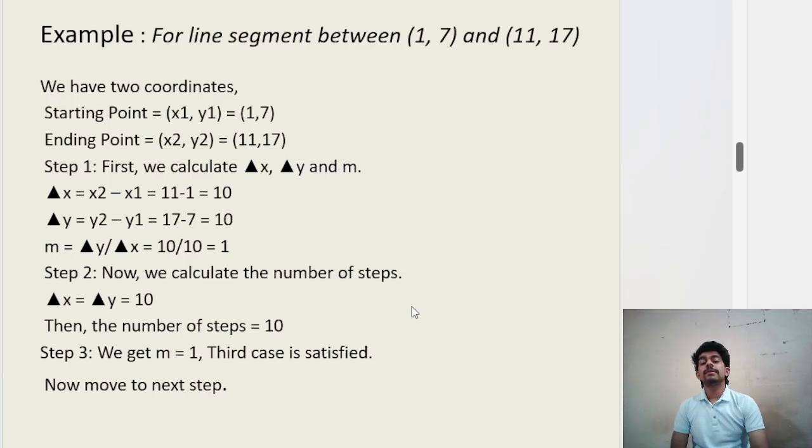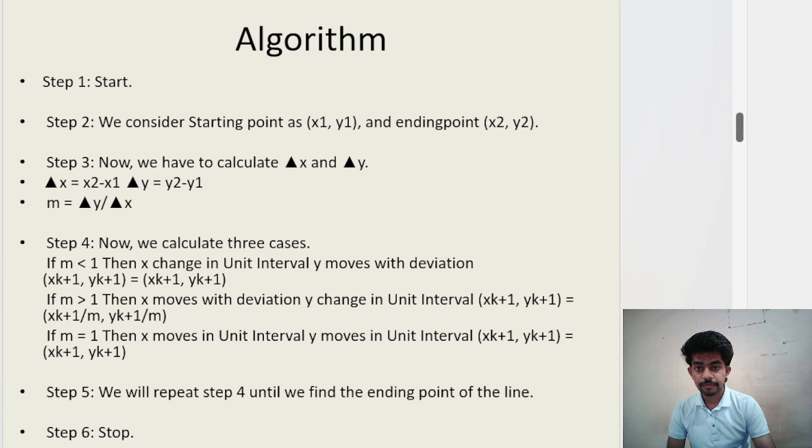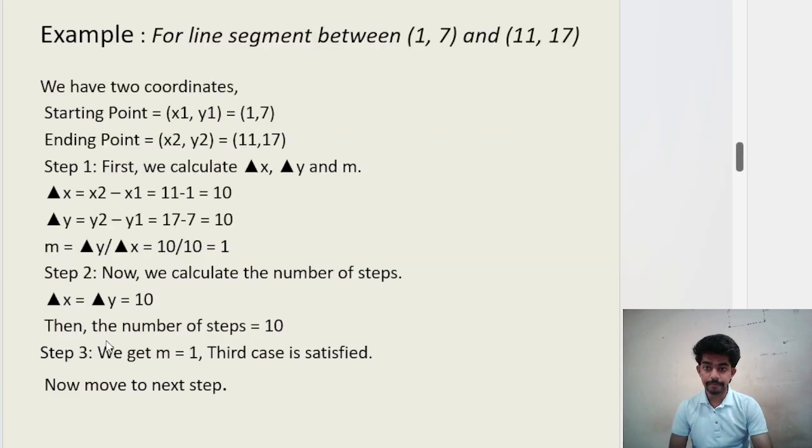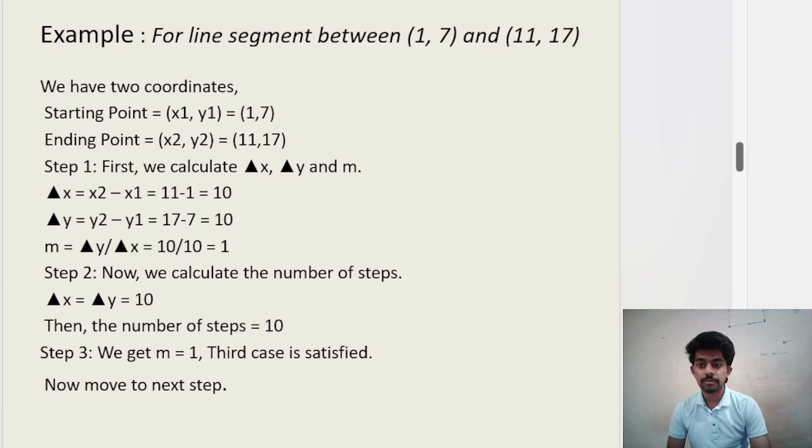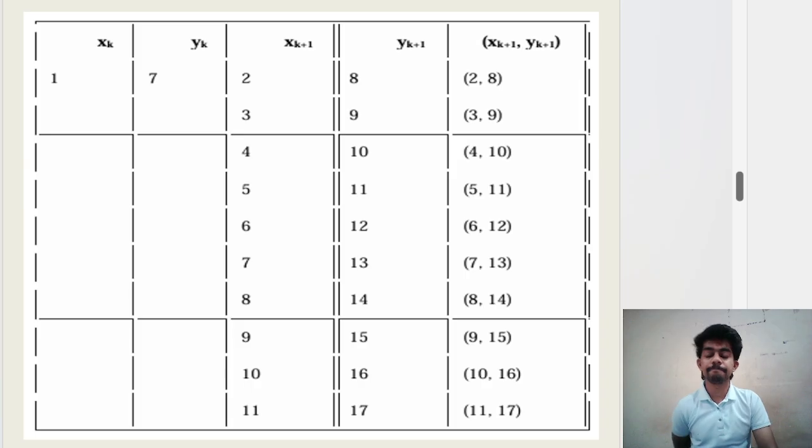Now let's recall the case which we studied. Case three, sorry, it was the third case, my mistake. If m is equal to 1, and here m is equal to 1, what was the rule there? x moves in unit interval and y moves in unit interval, which means x is incremented by 1 and y is incremented by 1. Let's look at a table to understand this more clearly.